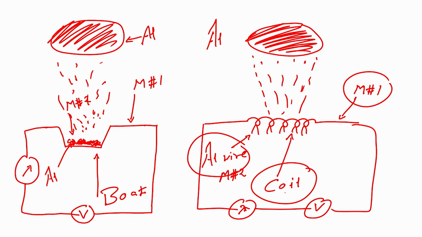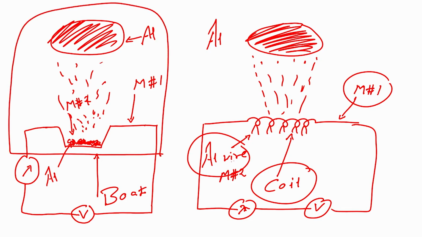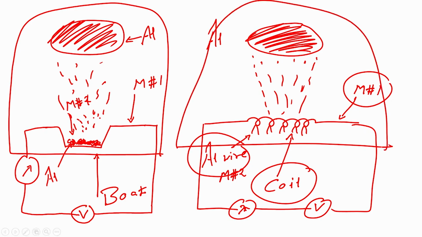Now, we have to have this entire system in a chamber. Why? We need to create a vacuum. So, what is the role of vacuum? Why do we have to create a vacuum here?